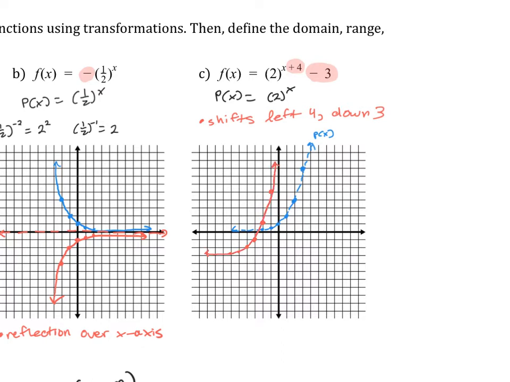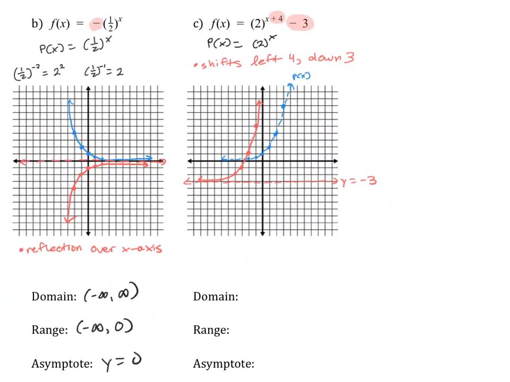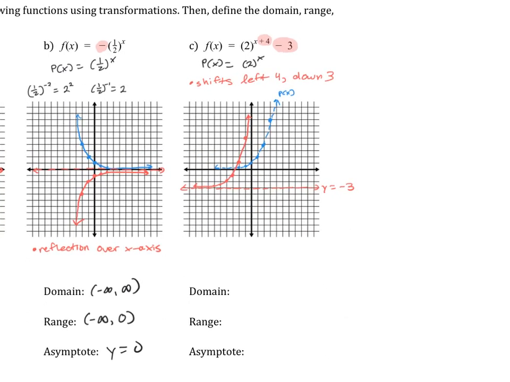So you'll notice that since our graph has shifted down 3, we now have a new line that our graph is approaching. So we have a new asymptote, and it's right here. This is our asymptote at y equals -3. So it's no coincidence that our graph shifted down 3, and so did our asymptote. That will always occur.